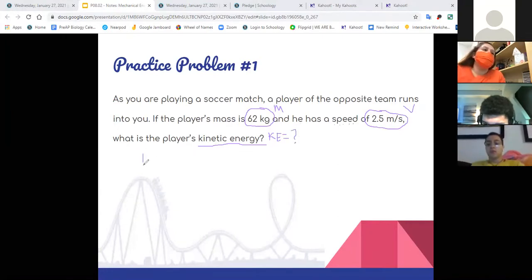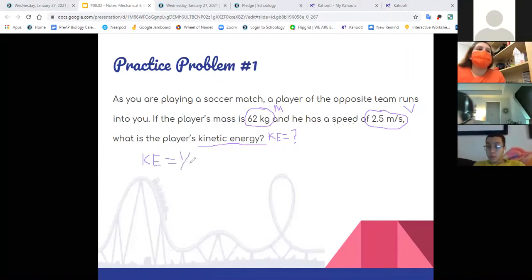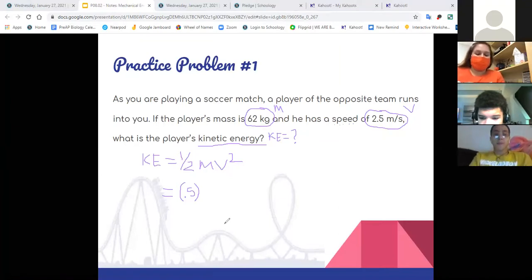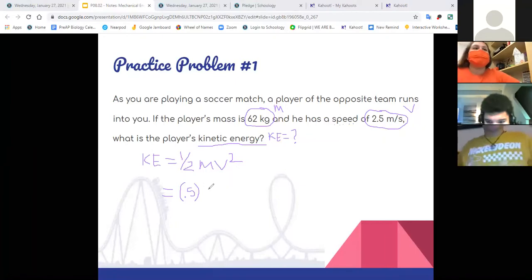So to solve this problem, your formula is KE equals 1/2 mass times velocity squared, sorry, not meters, mass. 1/2 is the same thing as saying 0.5. However you want to type that in your calculator, you can. I like typing 0.5 more than 1/2. It's a lot harder to do 1/2. Or you can just divide by 2 in the end. Mass is 62.